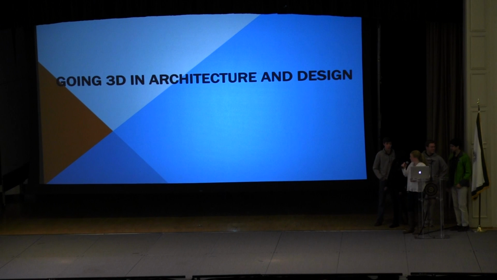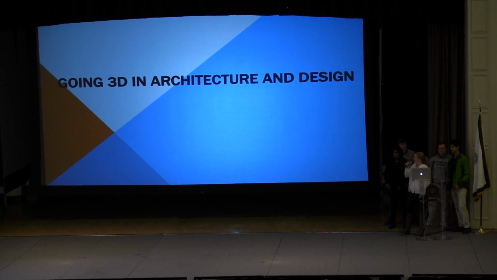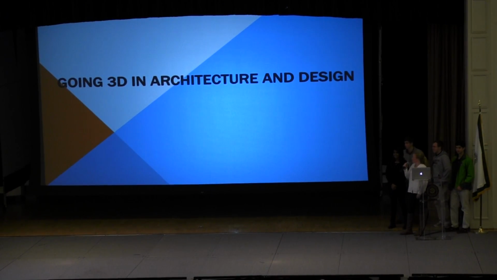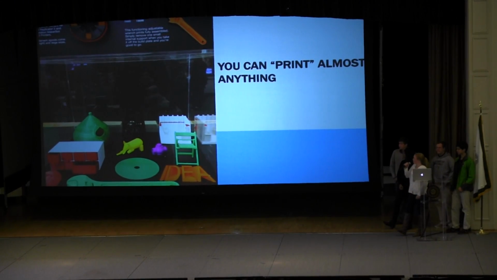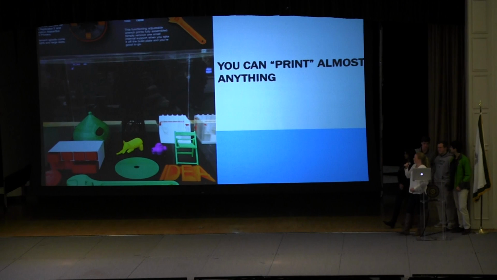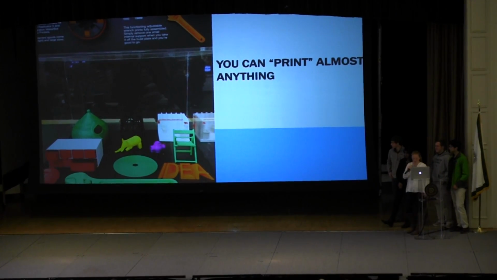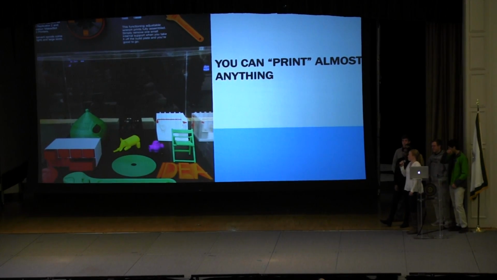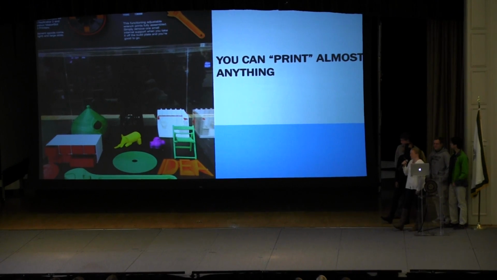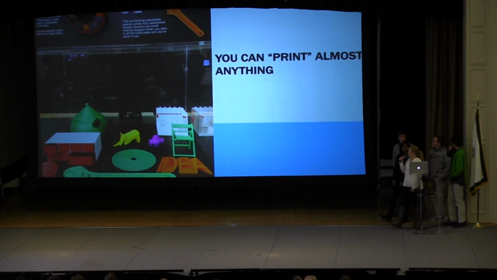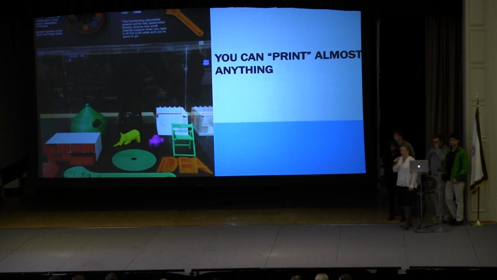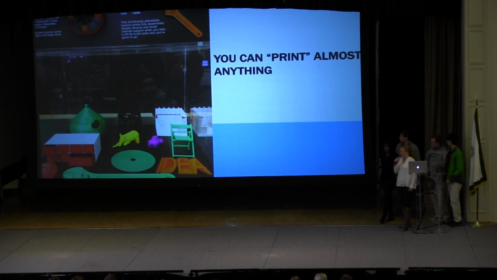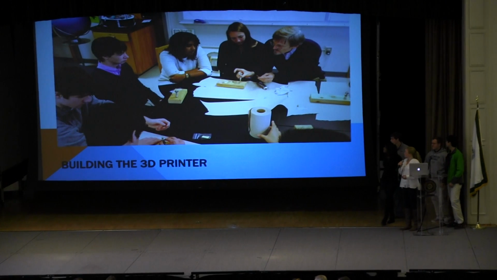All right. My name is Katie McGann, and I'm in the Going 3D in Architecture and Design JanTerm. The first half of our JanTerm is building a 3D printer. 3D printers are a fairly new technology, but they're widely used. This is a picture from Home Depot where you can go and print any tools that you need if they don't have them.